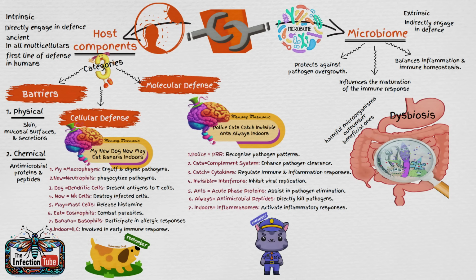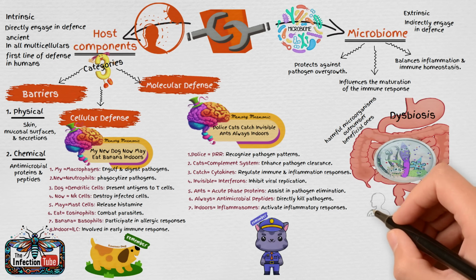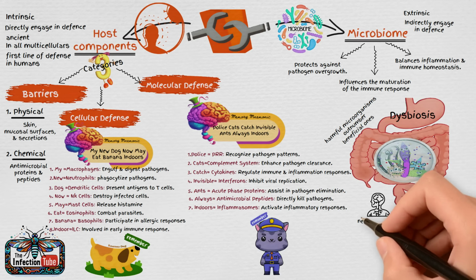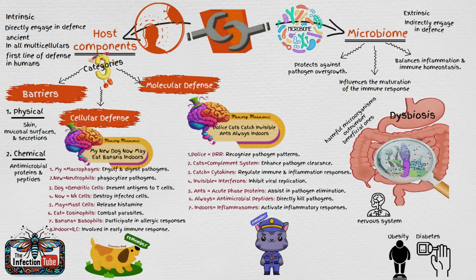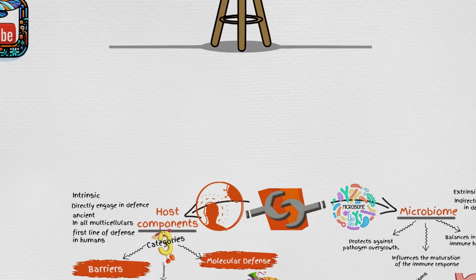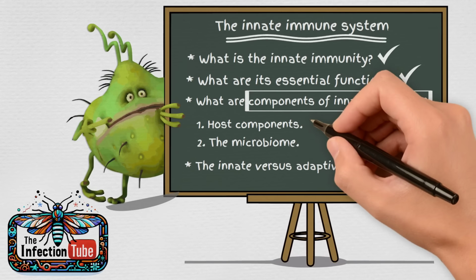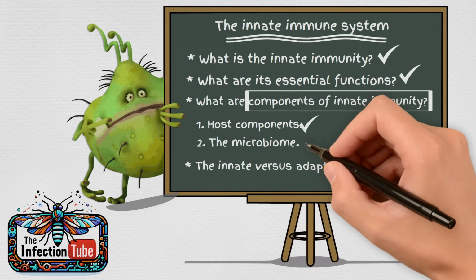The microbiome's impact extends beyond just immunity. It is linked to a range of diseases, influencing systems like the nervous system and playing roles in conditions such as obesity and diabetes. Remarkably, manipulating the microbiome through methods like dietary changes and fecal microbiota transplantation has shown promise in treating various diseases. Now, this section is also finished, including the host components and the microbiome.